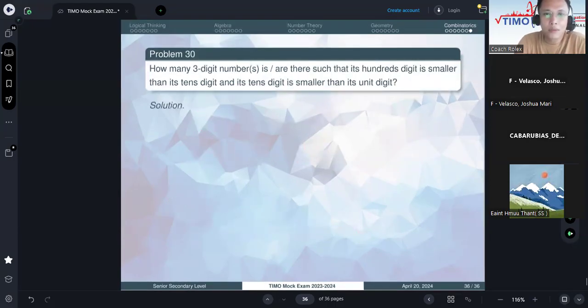Okay, so how many 3-digit numbers are there such that the hundreds digit is smaller than its tenth? Ganun din. And its tenth digit is smaller than its units digit. So from here, example here, we have 9. So out of 9, there are only 8 numbers smaller than its tenth, smaller than this one. Then this is 7, no? Then you can rearrange this, no, you cannot rearrange this number.